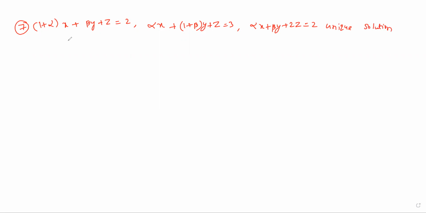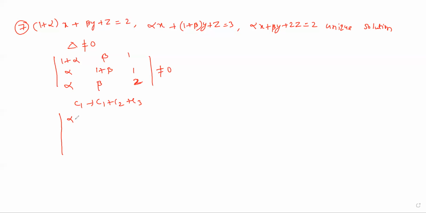Unique solution means delta is clearly not equal to 0. So the determinant with rows (1 plus alpha, beta, 1), (alpha, 1 plus beta, 1), (alpha, beta, 2) is not equal to 0. Mainly here we need alpha and beta values. For easy purpose, I'll add all columns first.